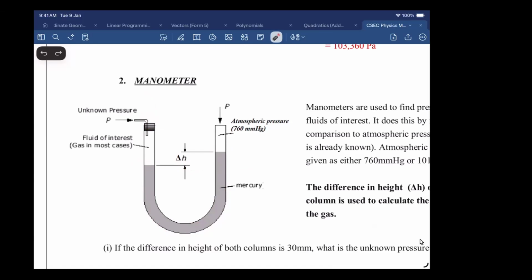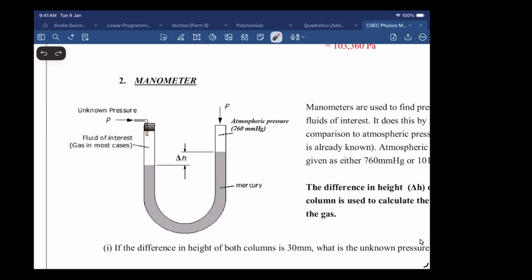So think about it like this, right, Shina? Initially, both of them would be at the same level. But because we're introducing an unknown pressure, this unknown pressure is going to press against this end, and that is what's causing it to go up. That makes sense? Yes, sir.